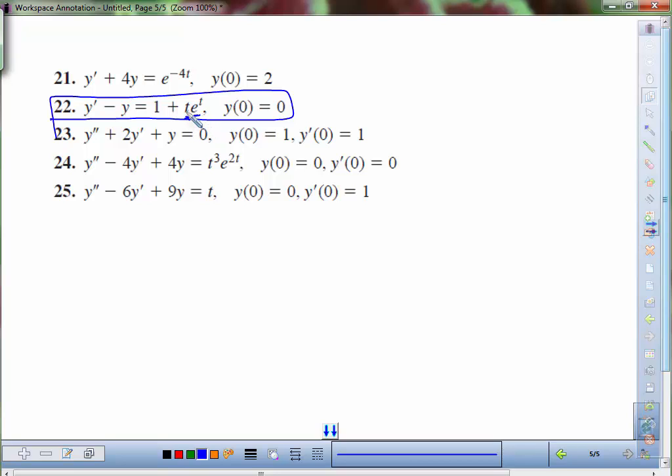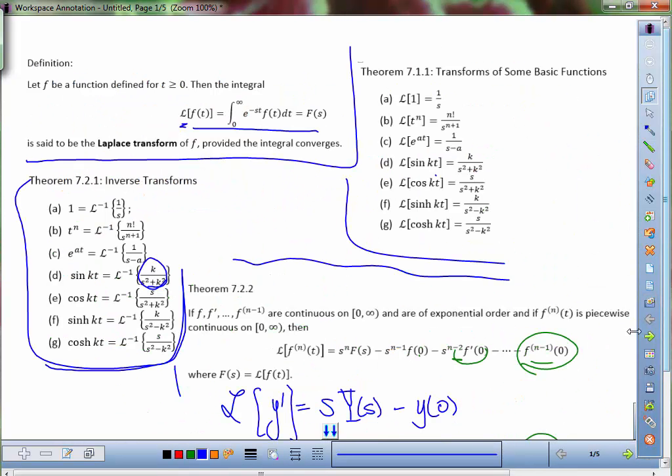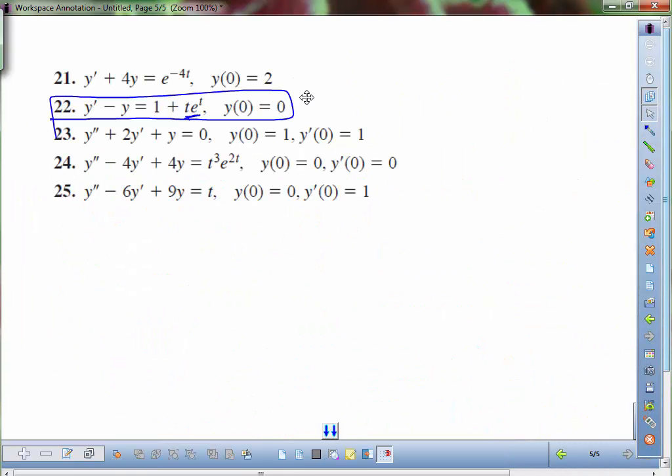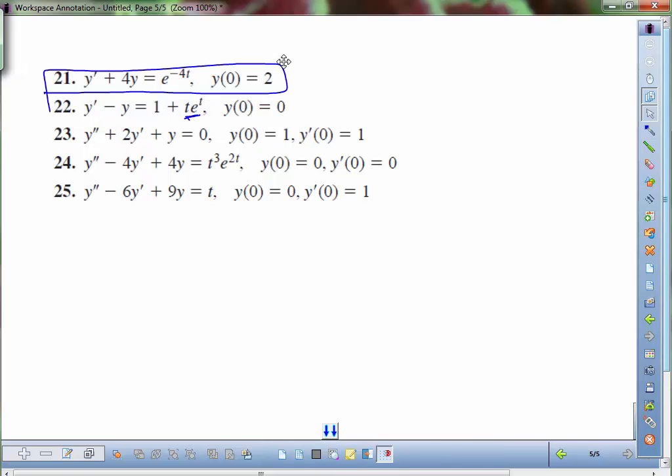We had one for, yeah, that looks like it's going to be hard. Do we have a linear transformation for that? T to the something and e to the something, but we don't have one where it's t times e. Ah, bummer. Let's not do that one then. Let's do the first one. All right, the first one doesn't look too bad.